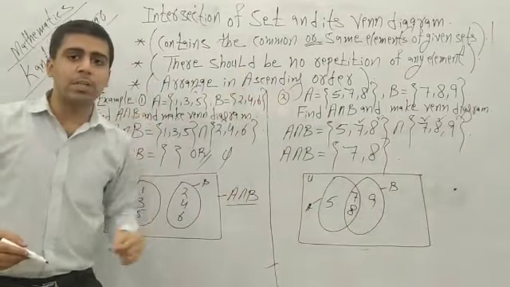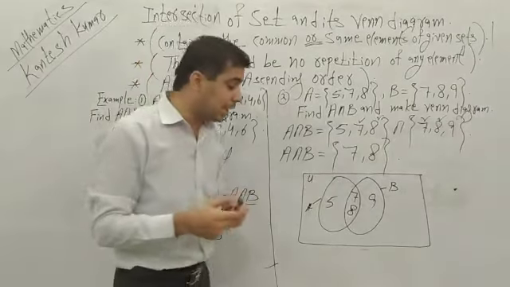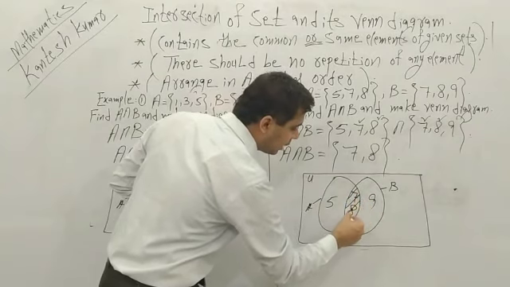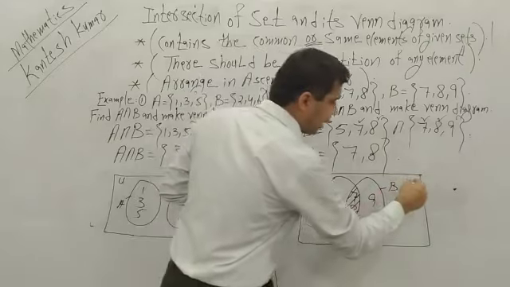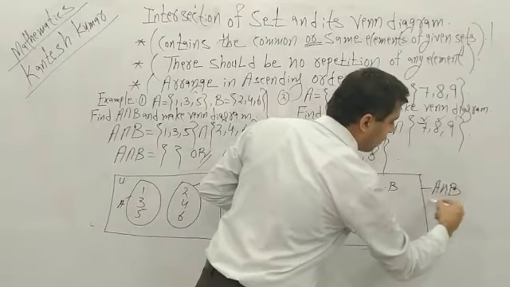My students, in the intersection of sets, only and only the common portion must be shaded. This common portion here is 7 and 8. So we will shade only and only the common portion of 7 and 8. So the name of this particular Venn diagram is A intersection B.